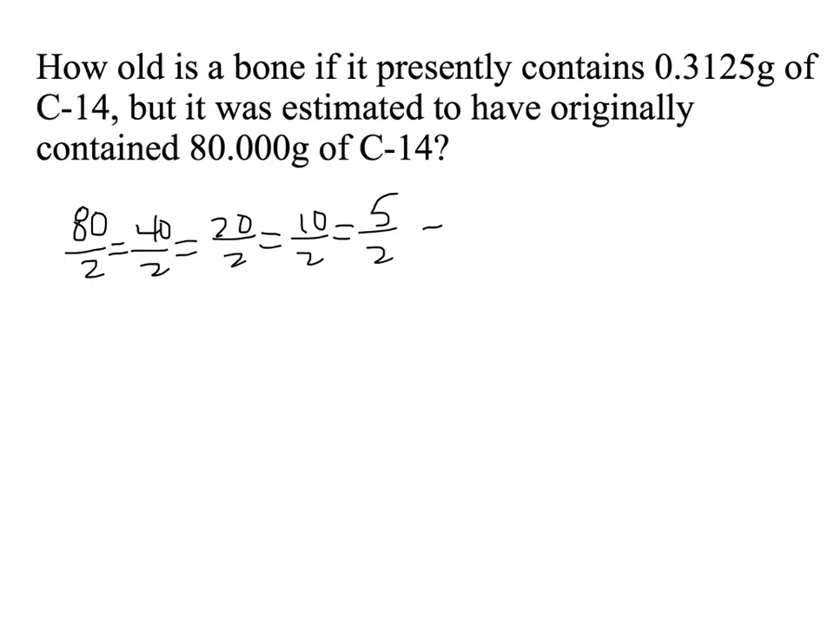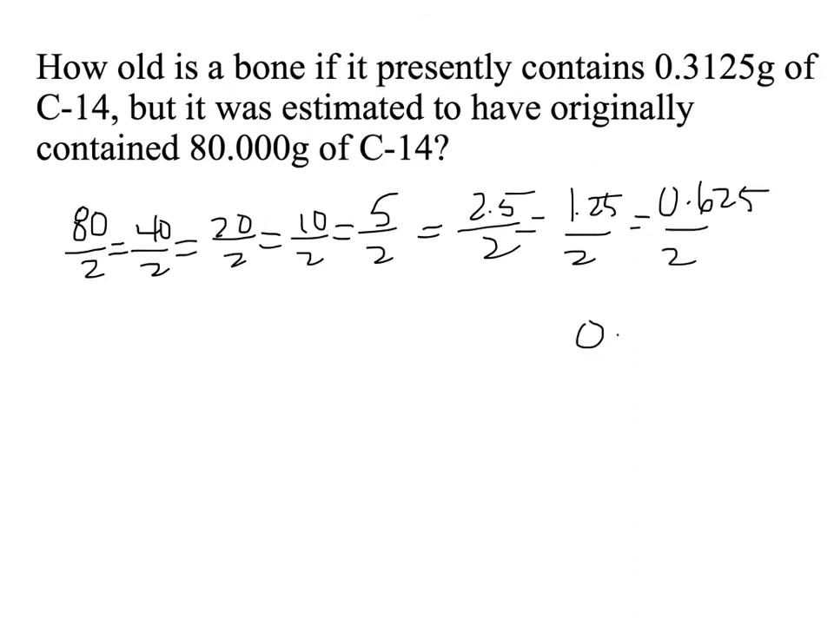Divided in half will give me 2.5. Divided in half will give me 1.25. Divided in half will give me 0.625. Divided by half will give me 0.3125. And so if I look at the number of half-lives, I had to divide 80 in half 1, 2, 3, 4, 5, 6, 7, 8. So we experienced 8 half-lives.